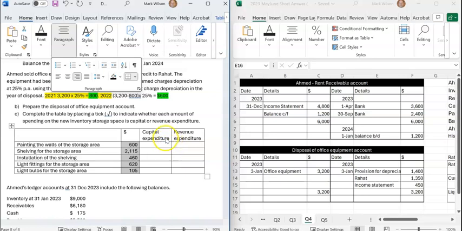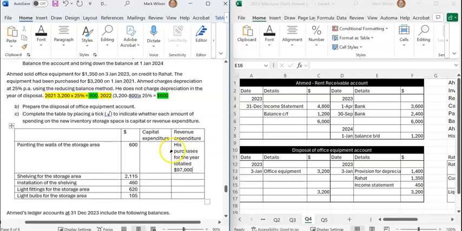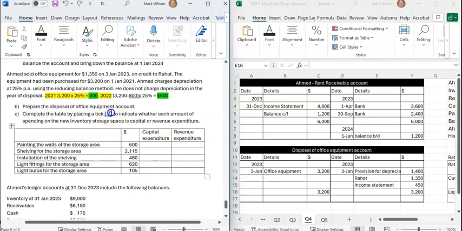Now, a capital expenditure is a one-off that creates the asset. A revenue expense is one that's ongoing. So it doesn't create an asset, it's an ongoing expense. So you just got to place a tick in the right box. So if we're painting the walls of the storage area, chances are we're going to have to paint that more than once. So because it's more than once, we're going to put it as a revenue expense. So just place a tick.